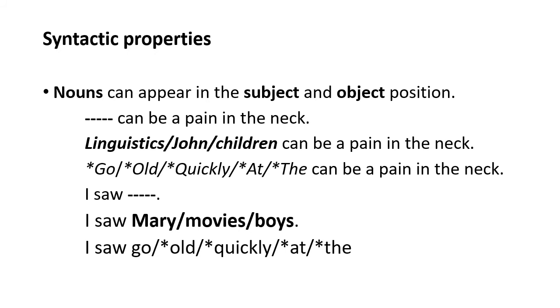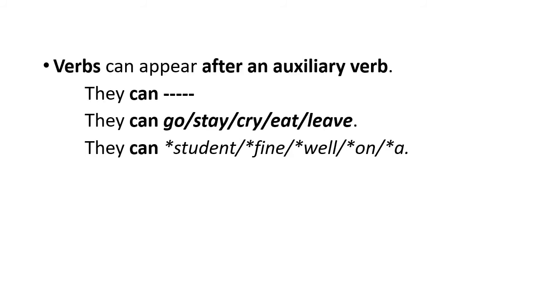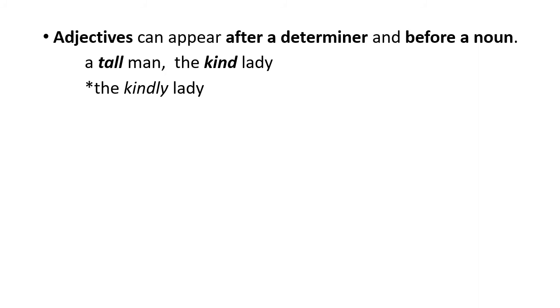The syntactic properties are also reliable to differentiate the categories. Each category occupies a specific sentence position. For example, nouns can appear in the subject and object position, and verbs can appear after an auxiliary verb. Adjectives can appear after a determiner and before a noun, such as a tall man, the kind lady.